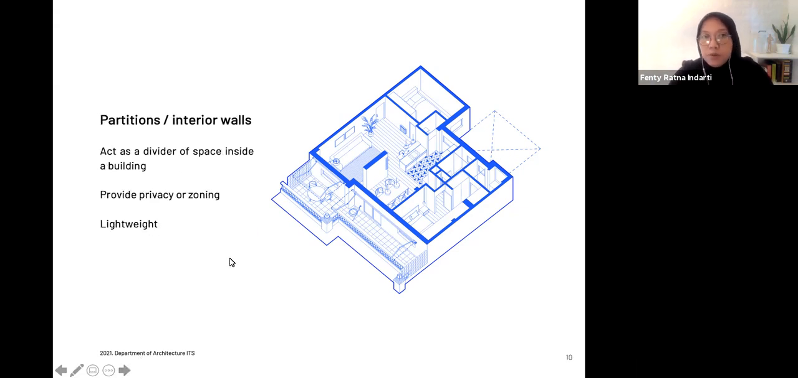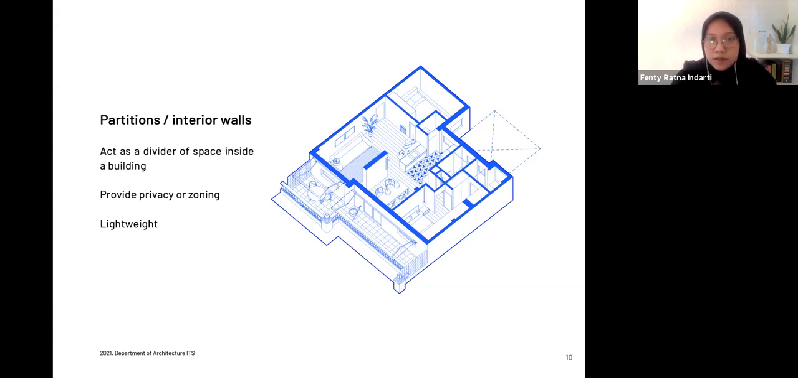Next, if we are talking about partitions, it's the opposite of the exterior wall. It's located inside like this, and it definitely becomes a divider of space inside the building. For example, you have an open plan, and then you want to create a space based on your privacy and different types of use. Then you use partitions here, or interior walls.